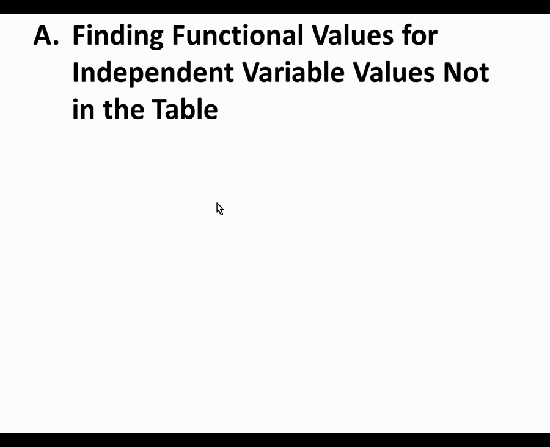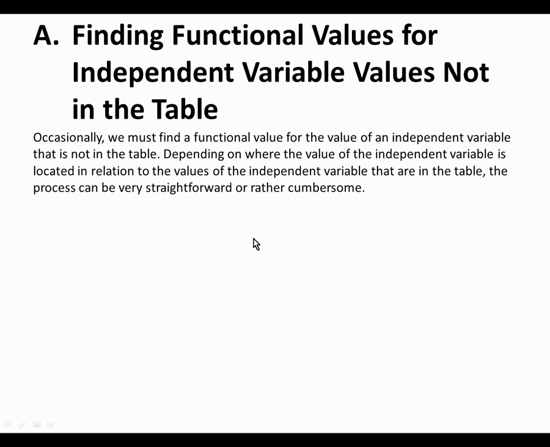Okay, finding functional values for independent variable values not in the table. Like again, in the previous one, we were talking about f of 4.5 or f of 4.1. So we're going to figure out how to do it. Occasionally we have to find a functional value for the value of an independent variable that is not in the table. Depending on where the value of the independent variable is located in relation to the other values of the independent variable, it can be very easy or it can be rather complicated.